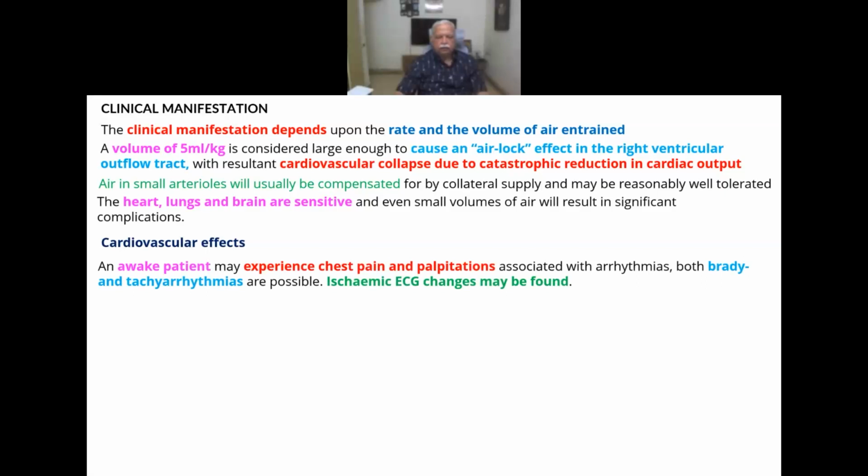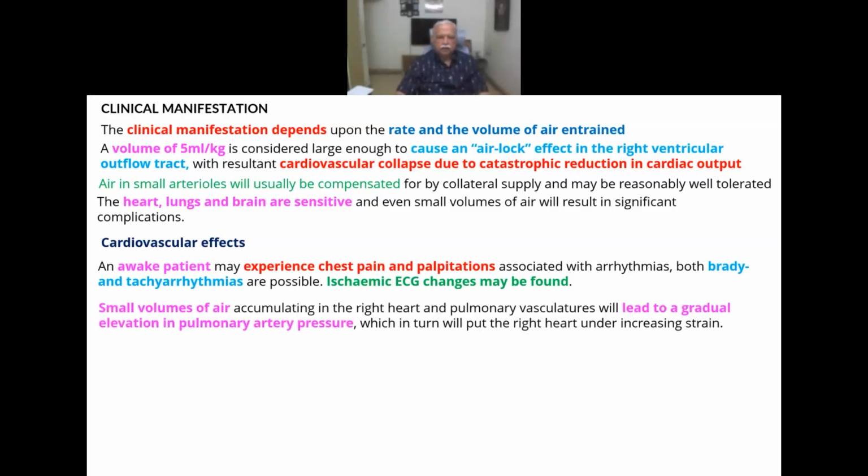Cardiovascular system: in an awake patient, the patient may experience chest pain and palpitation, especially in the ward. If you don't take care of the IV infusion set, and the nurse forgets to change the bottle, with an air vent, a lot of air goes in. And a patient who is awake and experiencing this may complain of chest pain, palpitation. Can have both brady as well as tachyarrhythmias, and there may be ischemic changes in the ECG. Small volumes of air may lead to gradual elevation in pulmonary artery pressure.